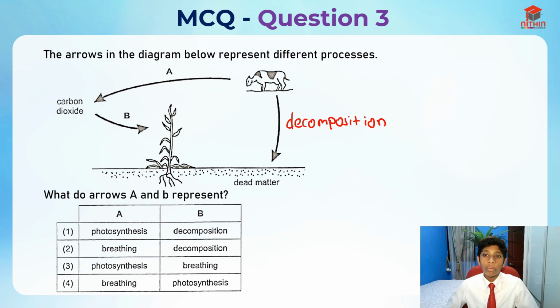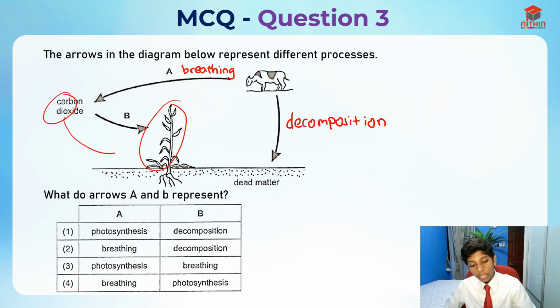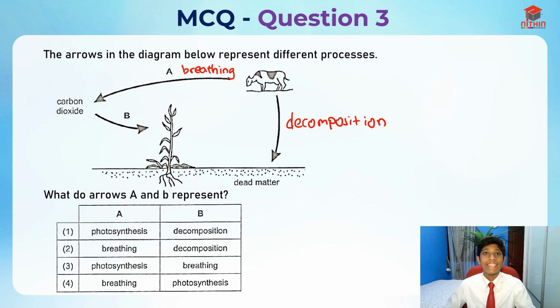This process is decomposition. And when the cow gives out carbon dioxide, what is this? It's actually breathing or respiration, right? So let's write breathing. And what is the process whereby the plant takes in carbon dioxide? So what process is this? This should be photosynthesis, right? Because only during photosynthesis the plant takes in carbon dioxide, okay? So photosynthesis.